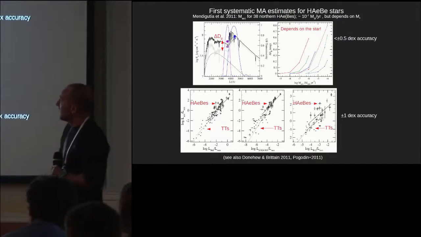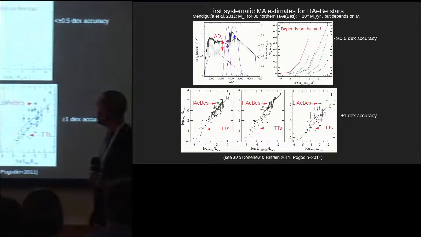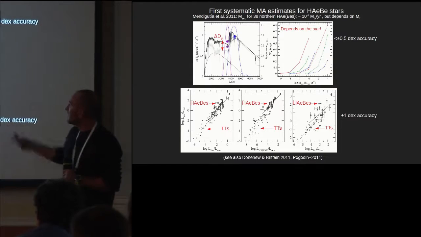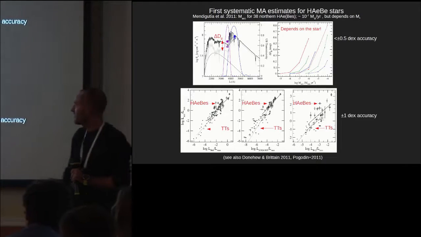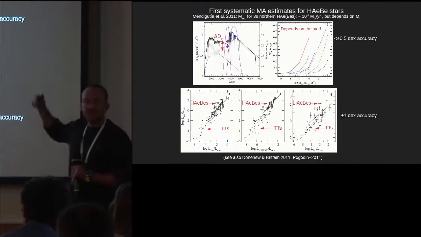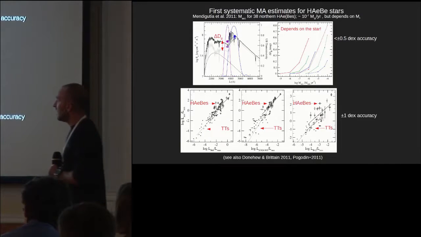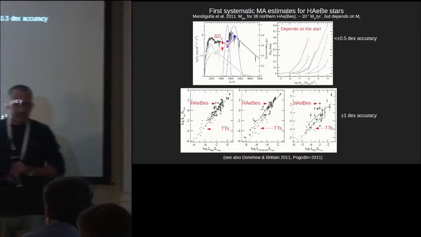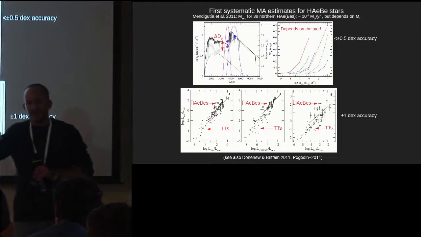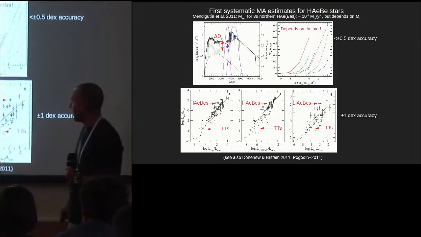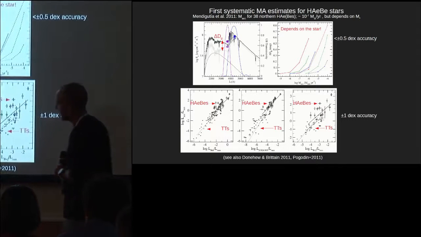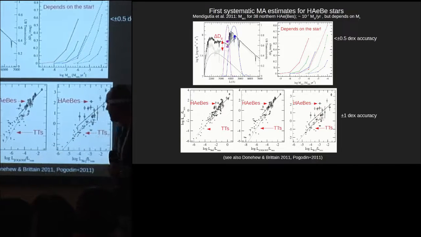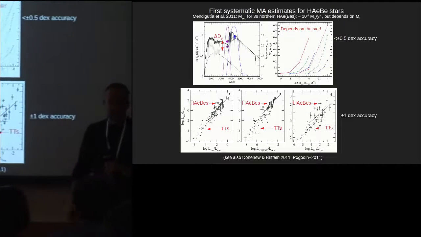So from this, we derive the accretion rate for 38 northern Herbig Ae stars. The accuracy that one can reach from this methodology is typically less than half an order of magnitude. And once these accretion rates were derived, we compared the accretion luminosities with the luminosities of several emission lines that we had at that time, from the spectra that we had at that time. So basically, we compared with the H-alpha luminosity, the oxygen forbidden line luminosity, and the Brackett gamma luminosity.